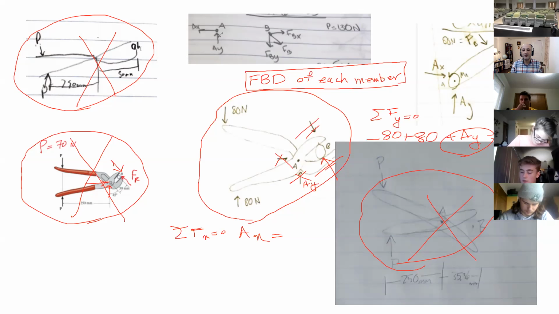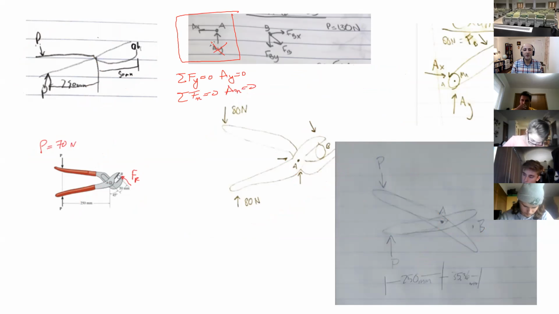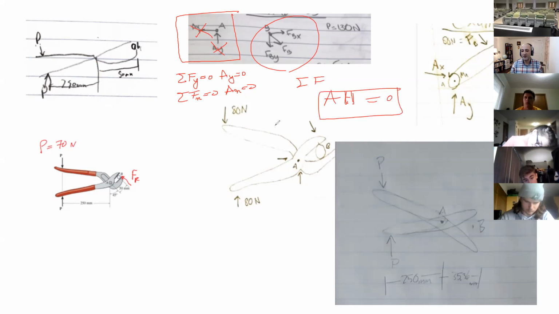You cannot draw a free body diagram of a pin, okay? Because let's see what happens. Let's write equations of equilibrium for this one. Summation of forces in Y equals 0: AY equals 0. Summation of forces in X equals 0: AX equals 0. So both of these are 0. Pretty much by drawing a free body diagram like this, you conclude that all forces everywhere on this are equal to 0. So pretty much any force doesn't exist on this, okay?